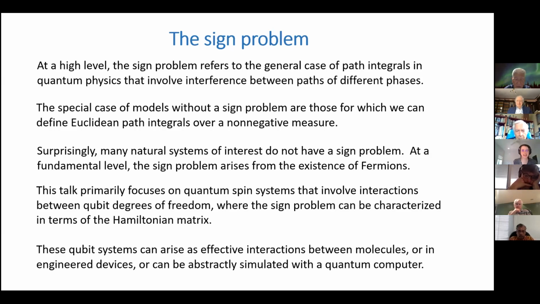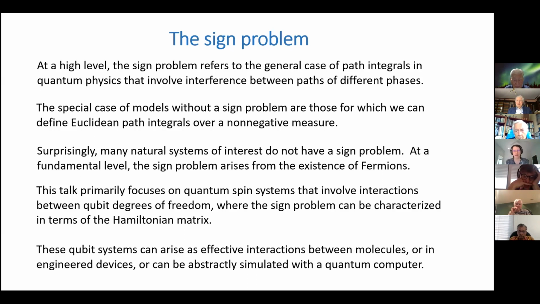And surprisingly, many natural systems of interest do not have a sign problem. So they have this special property that their path integrals are over a set of paths with non-negative amplitudes. And one reason this happens is that at the level of fundamental physics, the sign problem really arises from the existence of fermions. But this talk is not going to deal so much with fermions. Rather, it's going to focus on quantum spin systems that involve interactions between qubit degrees of freedom, because this is the main focus in quantum information.